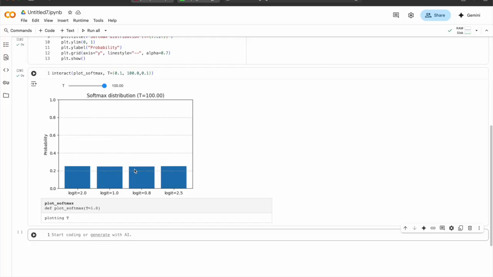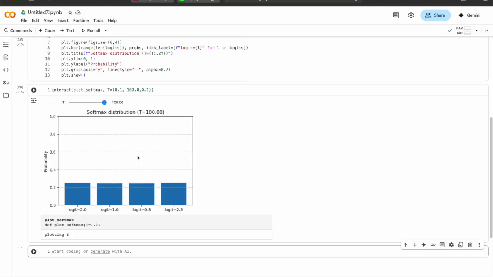So this is basically related to the creativity parameter, or increasing the creativity of the LLM. But I think this is just the randomness.